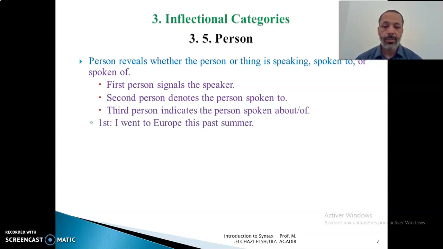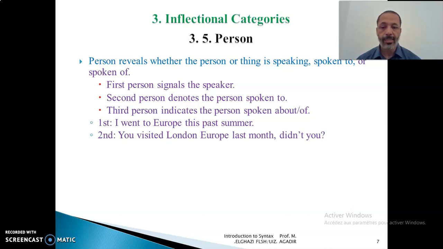So, for example, the first person, when you say, I went to Europe this past summer. Now I am the speaker and I am the doer of the action. It's me who is speaking now, and it is me who went to Europe last summer. Second person, when you say, you visited London last month, didn't you? So I am the speaker, but I am not the doer of the action. So in the first case, I am the speaker and the doer of the action.